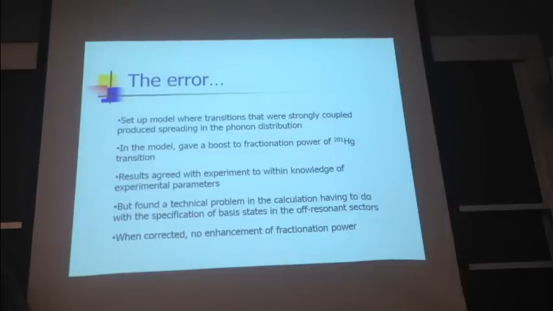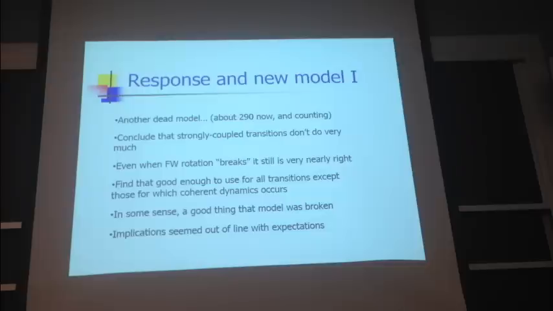And then in October, I went back and did it again, dotting all the I's, crossing all the T's, and I found that I screwed up. When I redid it and calculated right, I found that, in fact, there's no enhancement to the fractionation for the strongly coupled transitions. In fact, strongly coupled transitions and other ones all behave as if Foley-Wolthusen still worked. So something else has to help with the fractionation. So, another dead model.